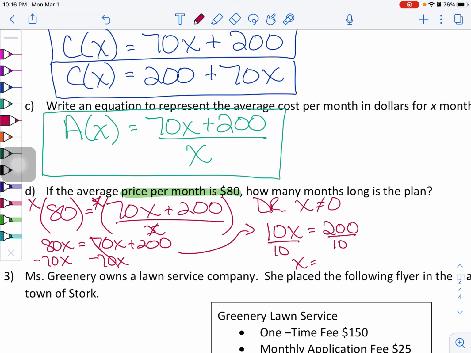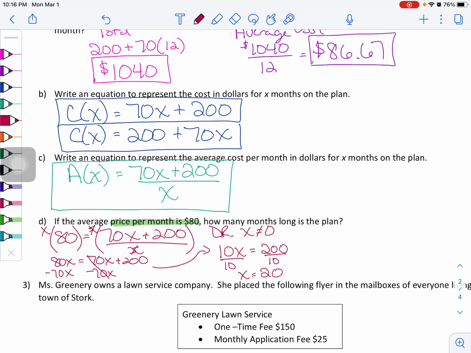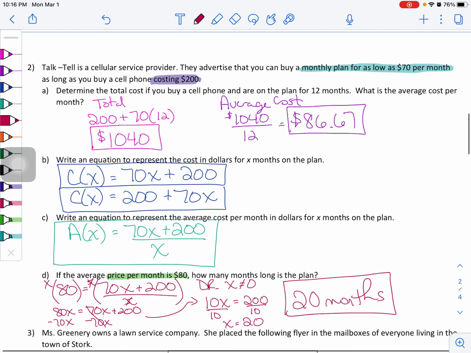What's wrong with me? 80X minus 70X is going to be 10X equal to 200. I'm going to divide both sides by 10. And of course, I feel like I'm going to run out of room again. Let's see. 200 divided by 10 is 20. So if you had an average price per month of $80, that means that you had the plan for 20 months. Okay. All right, so that is problem number 2.